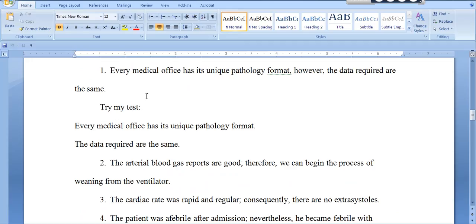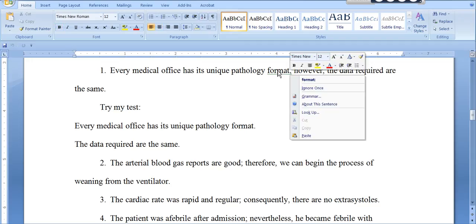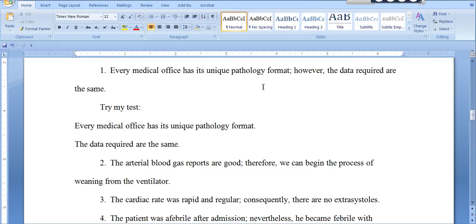Here's an example. Every medical office has its unique pathology format. However, the data required are the same. Sometimes we can use "however" in this construction with the commas, but let's see what the spell check is telling us, that we need our semicolon, so I'm going to fix that.